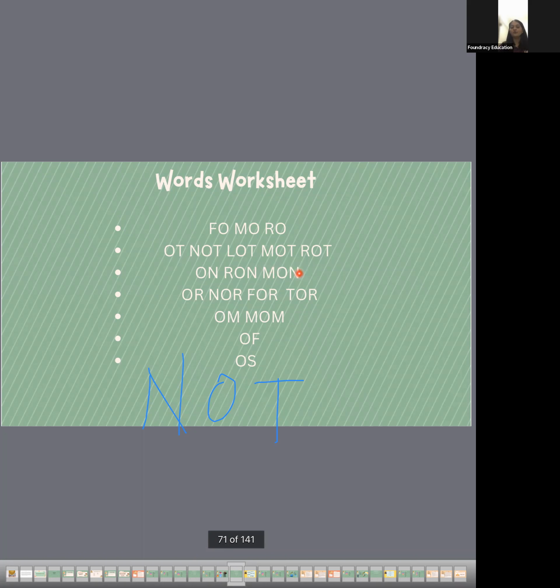Similarly, rot. Similarly, ron, mon. Similarly, nor, for. Yeah, mo. Now, after you're done with blending all the words, 2-letter, 3-letter, now we can also slowly introduce this rhyming concept so that the kids understand the concept of rhyme and they are able to make different spellings. For example, in the second row, all the words are rhyming with the sound ot.